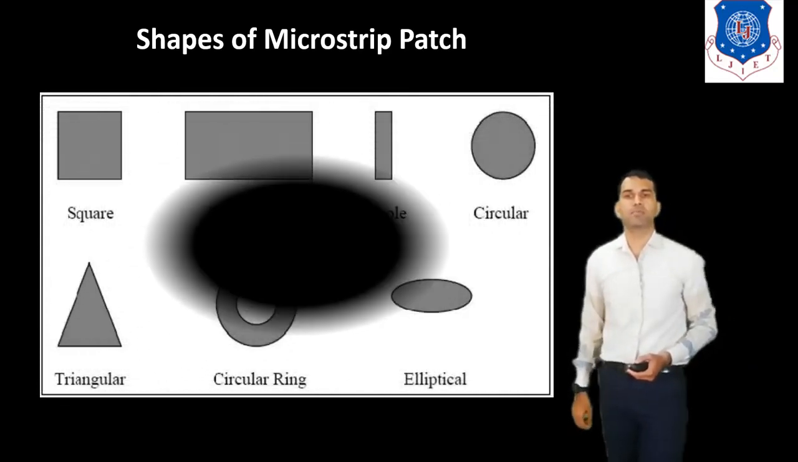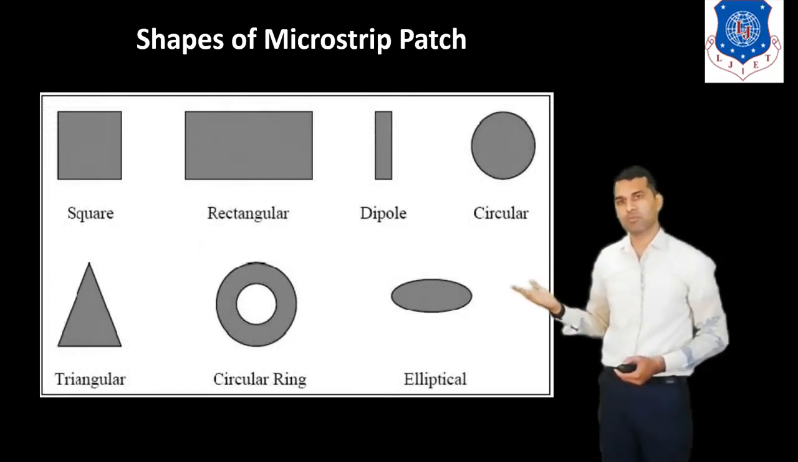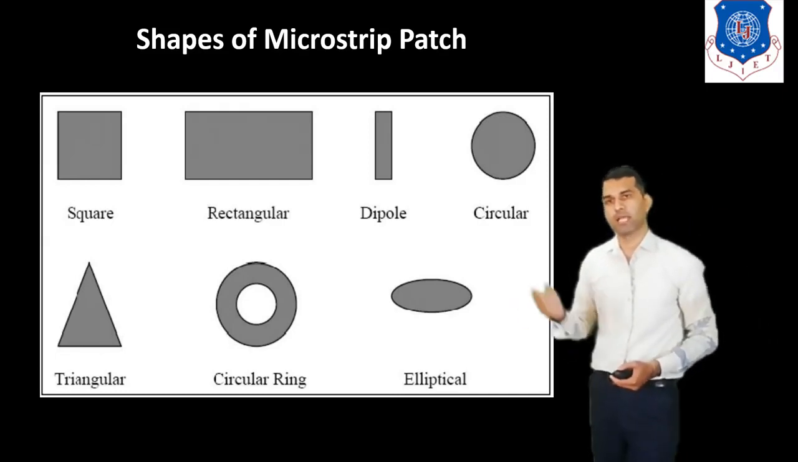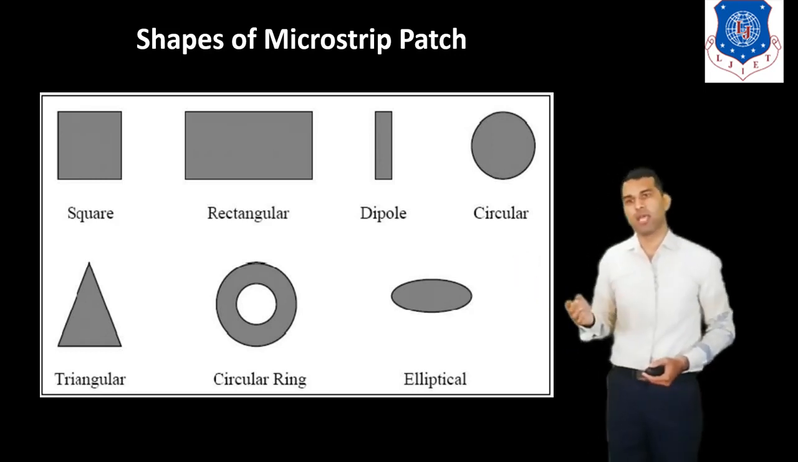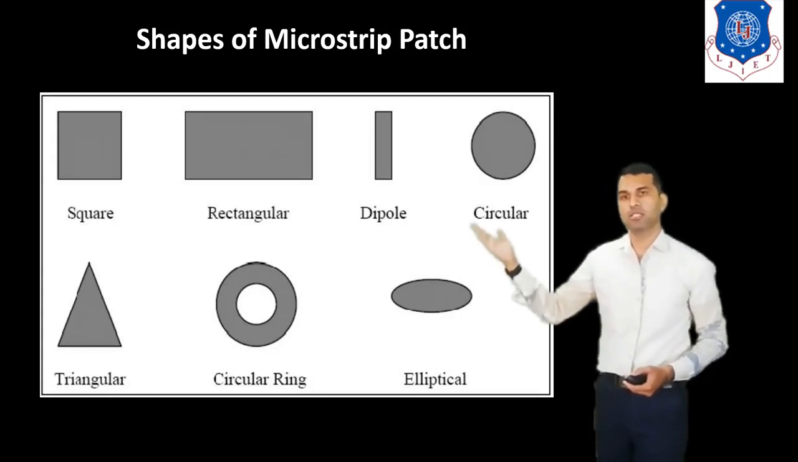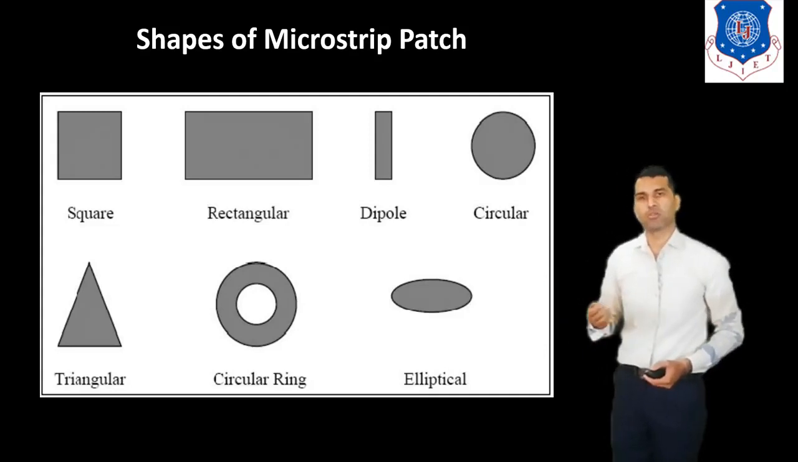Now the different shapes of the microstrip patch. There are a number of shapes used in applications of the microstrip patch antenna, like square, rectangular, dipole, circular, triangular, circular ring, and elliptical. These different shapes are used in different applications of the microstrip antenna.